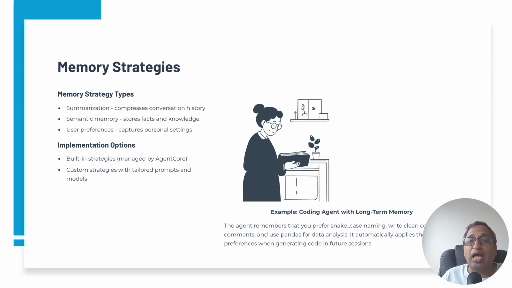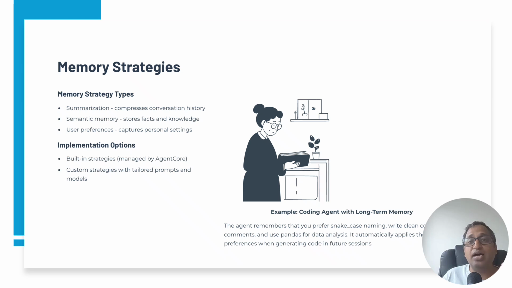That's where Amazon Bedrock Agent Core supports multiple memory strategies that help the agent remember the right things in the right way. Number one, the four main strategies are summarization. This compresses long conversations into brief summaries, helping the agent stay within the context limit while still remembering the overall dialogue the user had with the agent in the past.